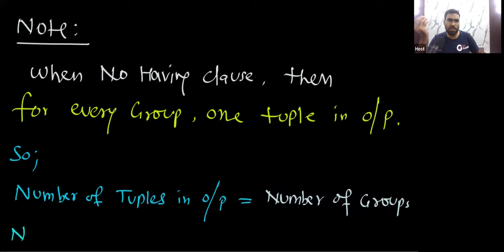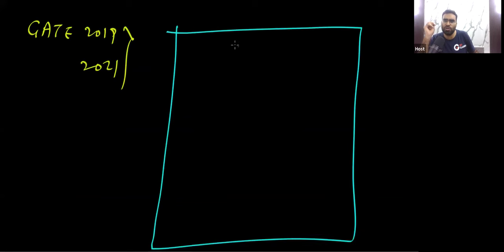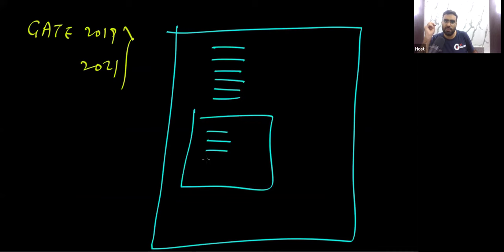I've seen some students make a mistake here. This is a very good result. Let me tell you, there are two GATE questions in which a big query is given. One is in GATE 2019, another I think GATE 2021, you can check it. Both are very big questions. Some details are given, then a query is given, and the question asks the number of tuples in the output.